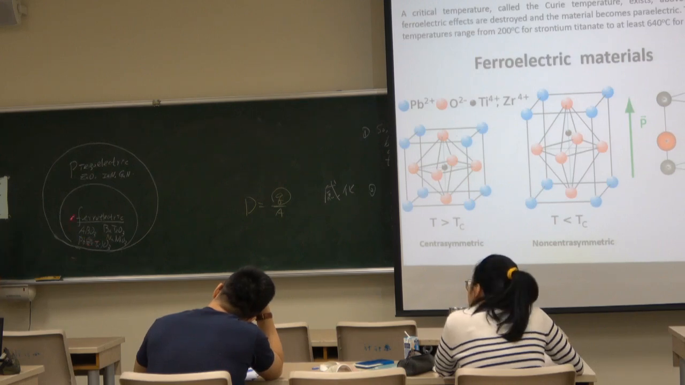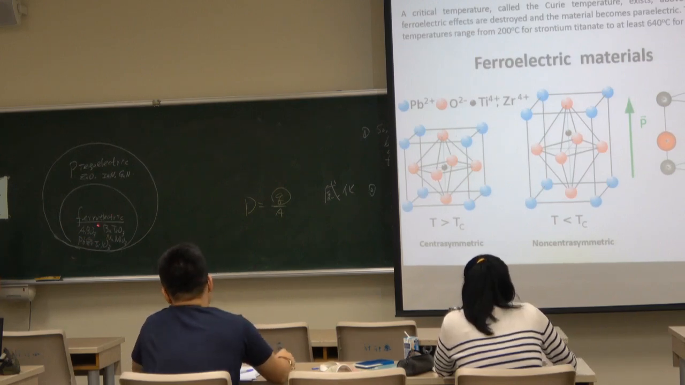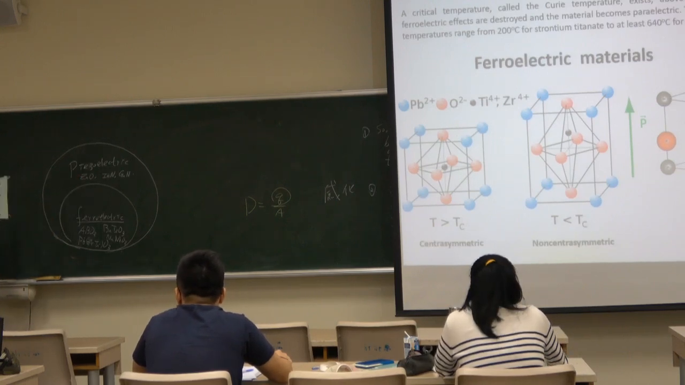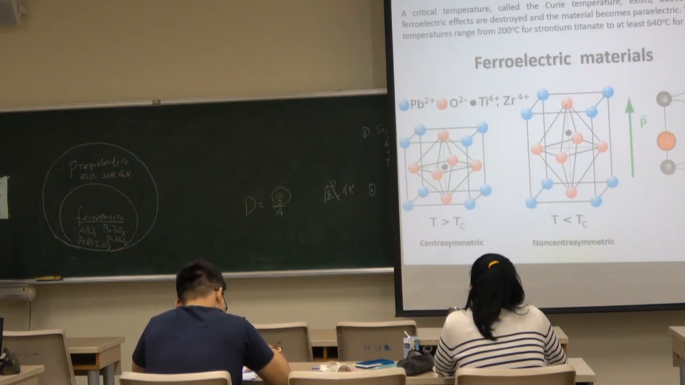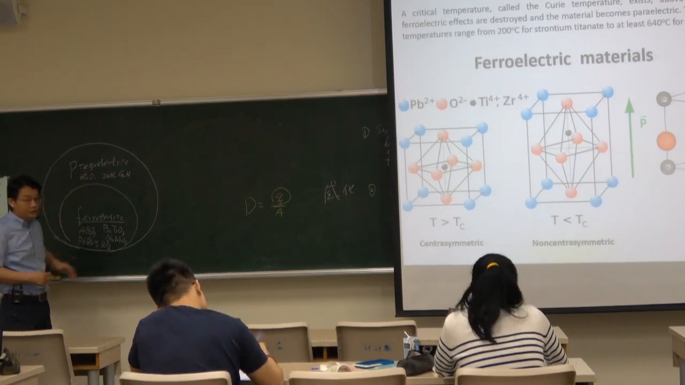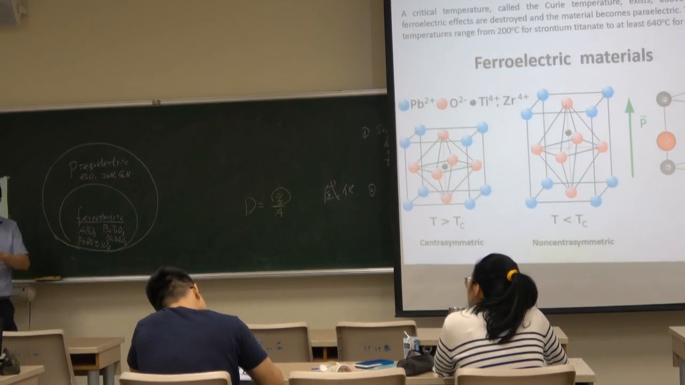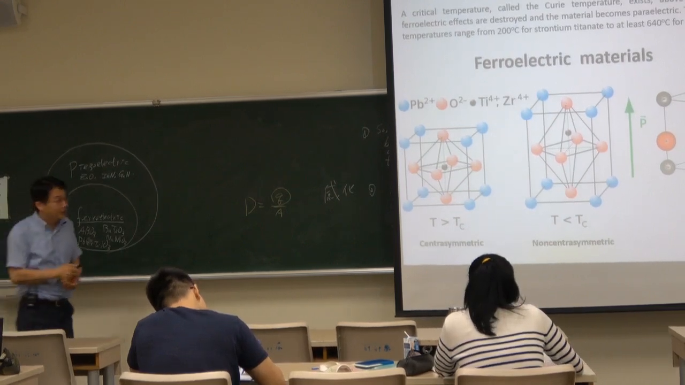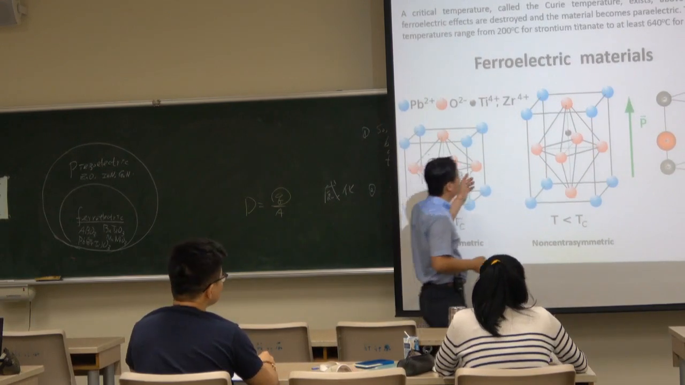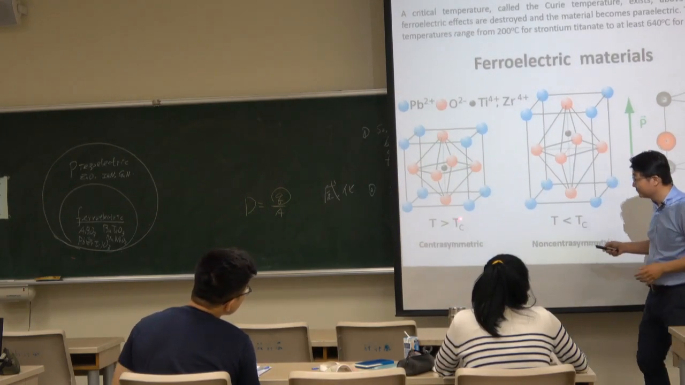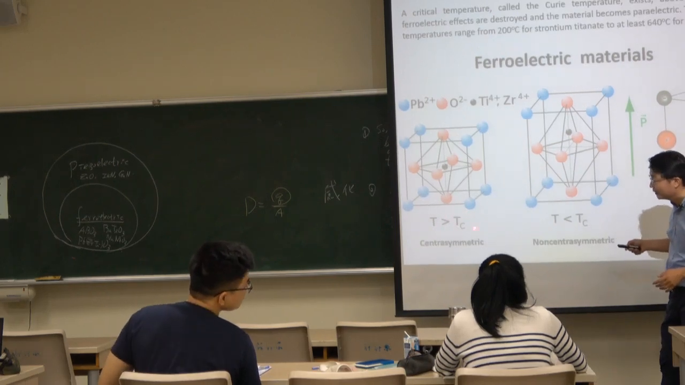But if a material has a ferroelectric property, it has a polarization, okay? And piezoelectric materials also have polarization. But you may be curious, what is the difference? In piezoelectric materials, the polarization cannot be switched. But in ferroelectric, the polarization can be switched, okay? Look here. If you look at the PZT, now there's a Tc, okay?